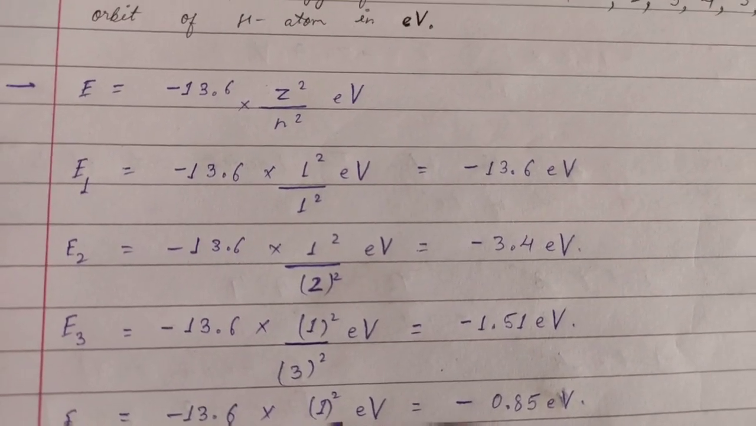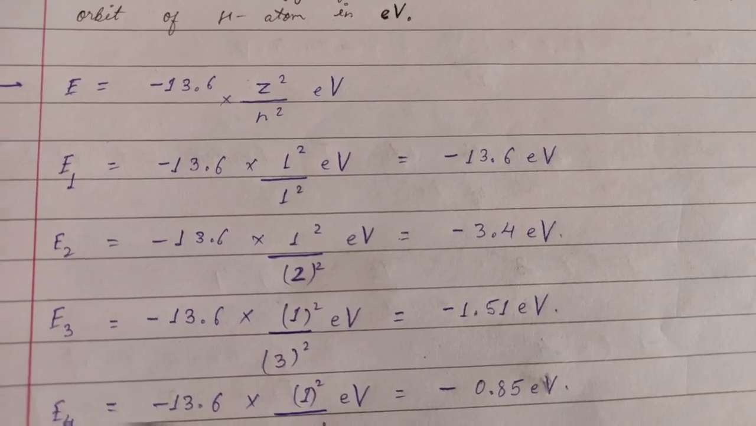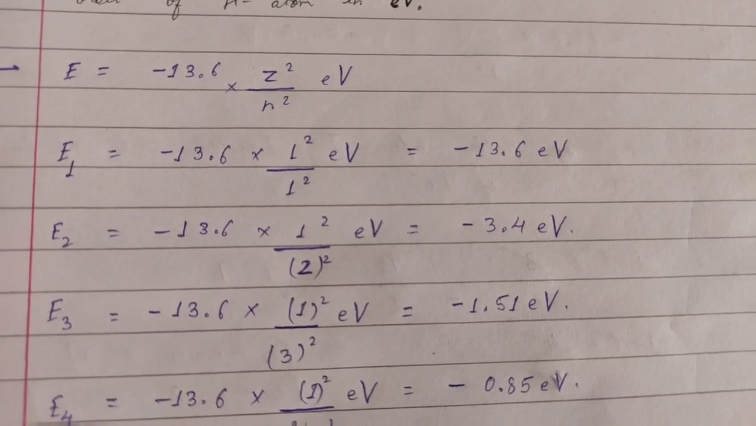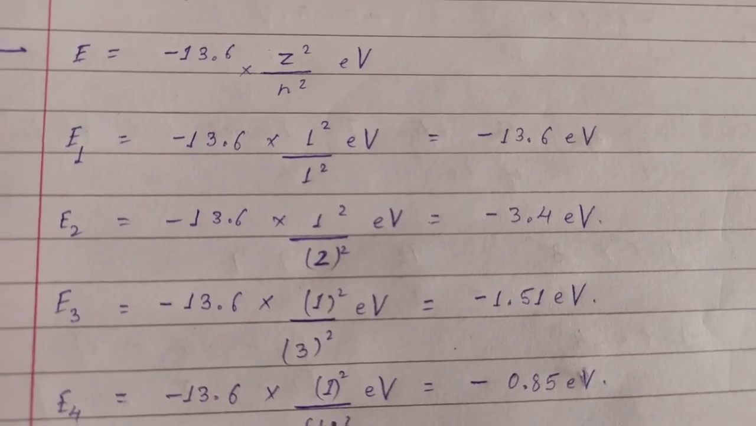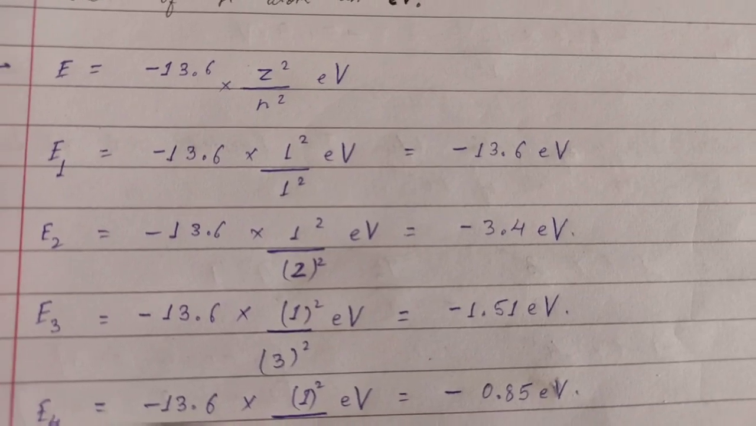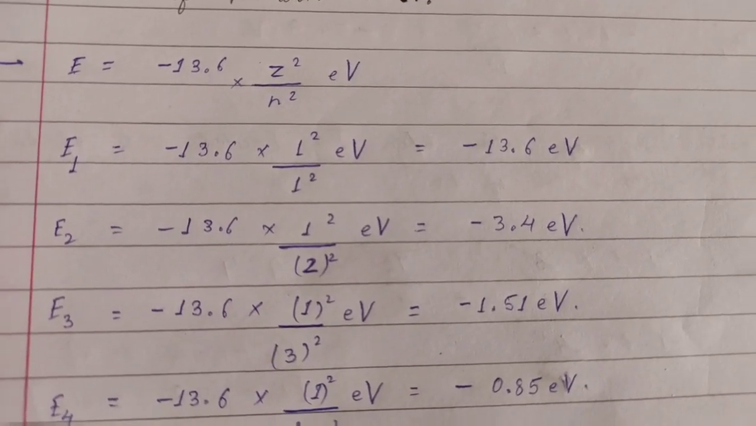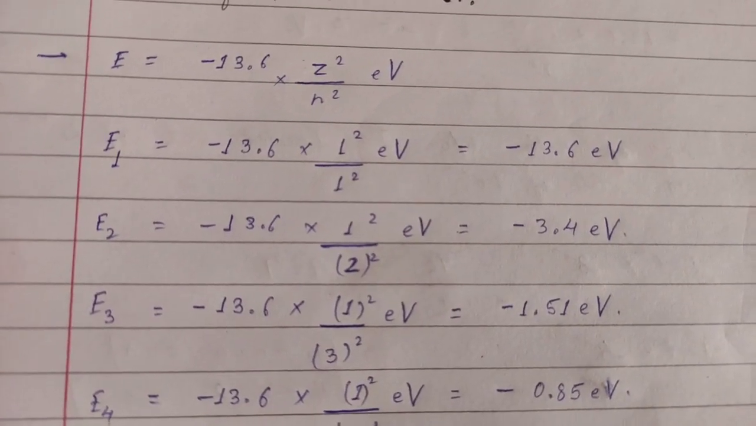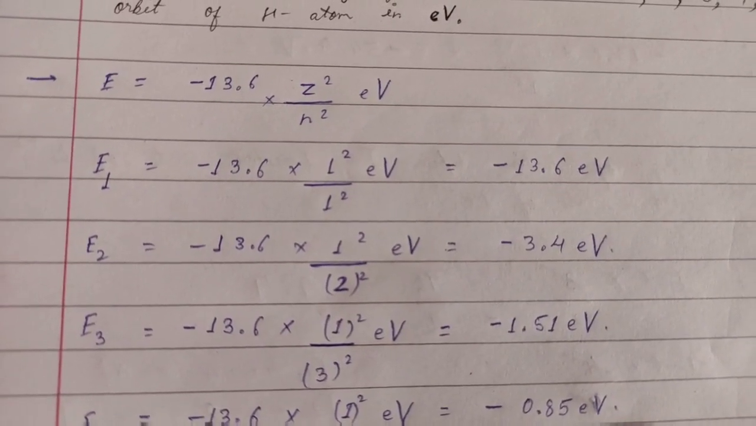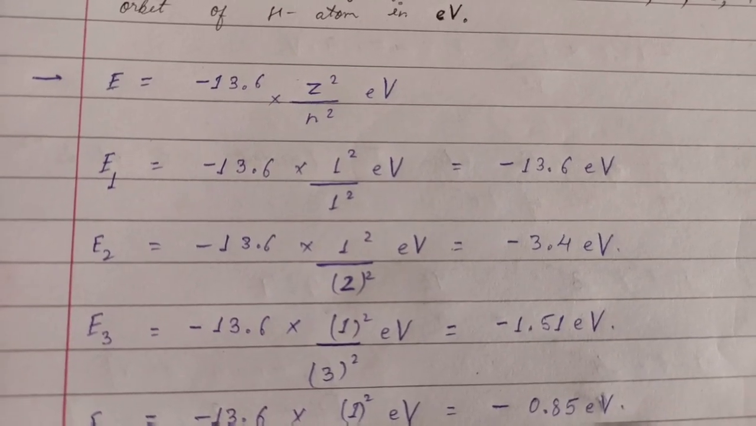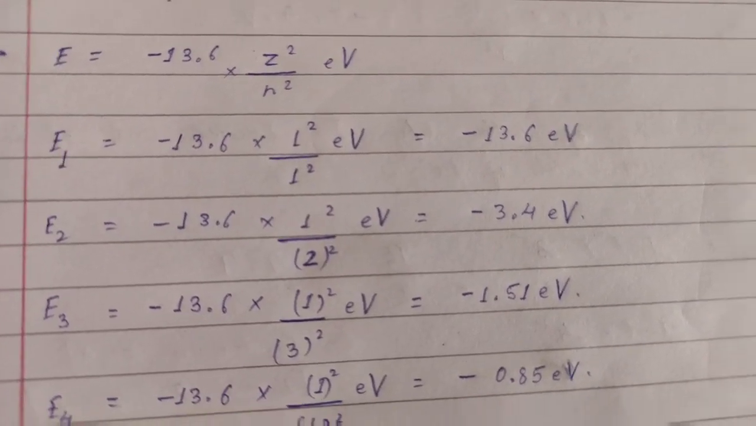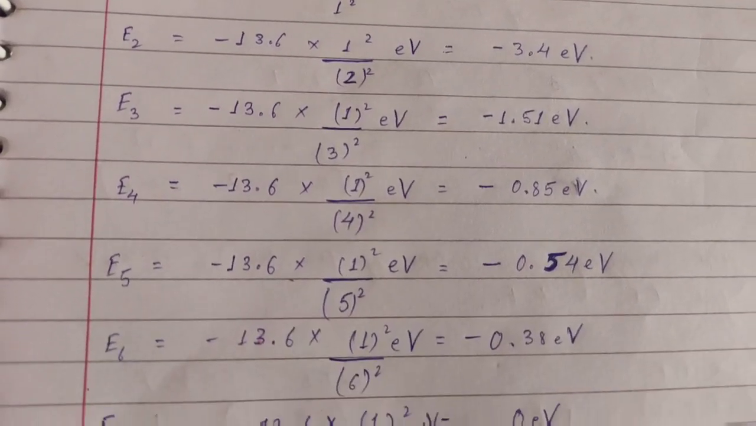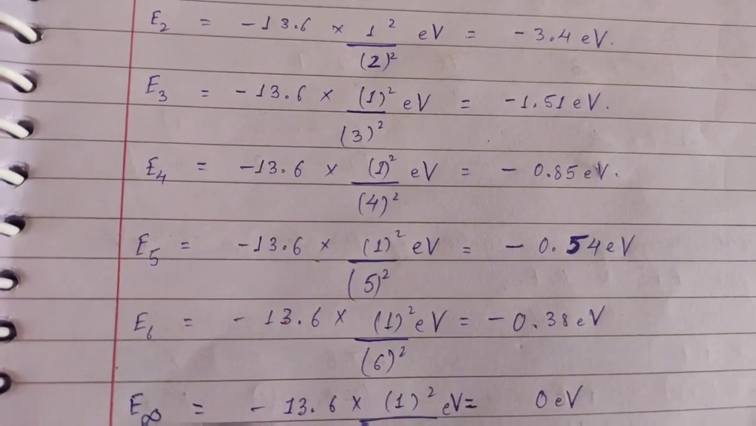Now when it is in the second orbit, Z is always 1 and n becomes 2 here. So 1 square upon 2 square gives us minus 3.4 electron volt. Now in the third orbit, similarly, minus 13.6 into 1 square upon 3 square gives us minus 1.51 electron volt. Similarly in the fourth orbit, it is equal to minus 0.85 electron volt. In the fifth orbit, it is equal to minus 0.54 electron volt. In the sixth orbit, it is equal to minus 0.38 electron volt.